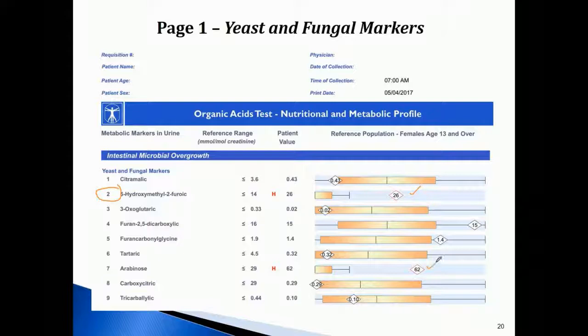The arabinose level, not so much. Certainly the arabinose is high, indicating some candida, but the previous test had a level of over 350. We're sitting at 62. So I'm not saying it's a non-issue, but it's not the only thing that we'd pay attention to.